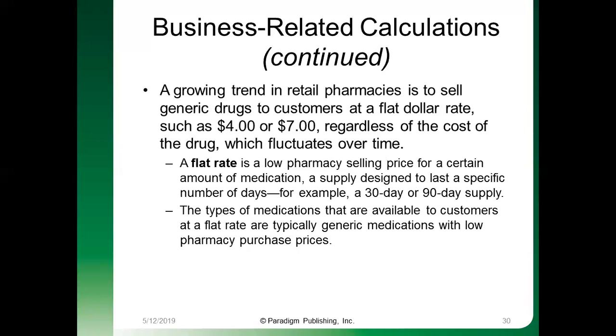The type of medications that are available to customers at a flat rate are typically generic medications with low pharmacy prices. So again, these flat rates are what the pharmacy has already investigated. They've already seen what they usually pay for this medication. They've taken into account the fluctuation of medications by the manufacturer in order to get this flat rate.